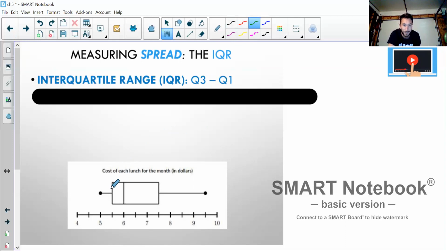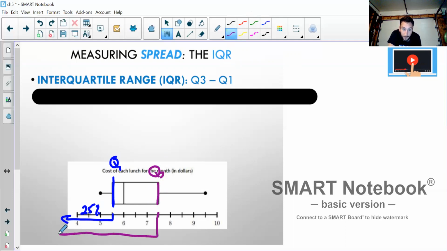So here we just have this random box plot, cost of lunch for the month. We know the IQR is Q3 minus Q1, so let's focus on those values. Q1 is right here, and we know 25% of the data is below Q1. Q3, of course, is right here, and we know 75% of the data is below Q3.